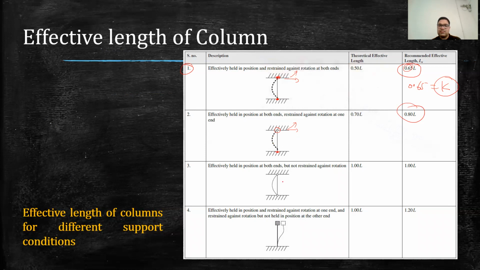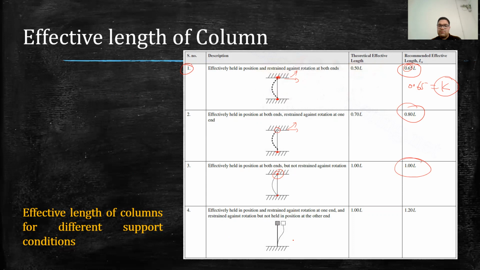Similarly, we have another case in which the column is effectively held in position but not restrained against rotation. So from both ends, it may rotate. In that case, curvature will directly start from the starting point of the ends. So in that case, effective length will be equal to the unsupported length.